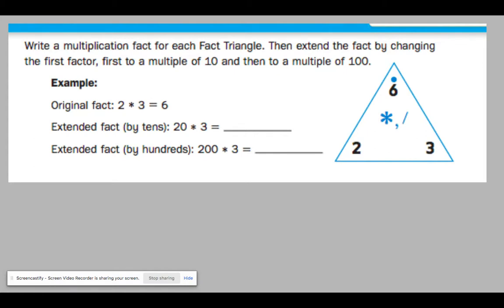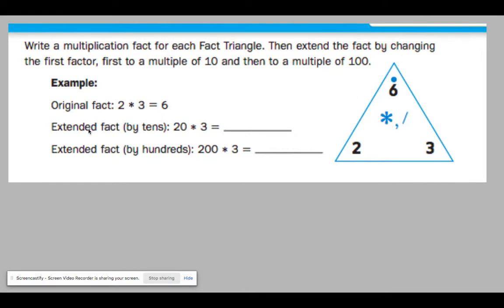You have an example problem here. It says write a multiplication fact for each fact triangle. Here's your fact triangle. Then extend the fact by changing the first factor to a multiple of 10 and then to a multiple of 100. If you look here, folks, our original fact is 2 times 3. When you see that little star, that tells you to multiply. According to our fact triangle, 2 times 3, and the answer here with the dot is 6. So 2 times 3 is 6.